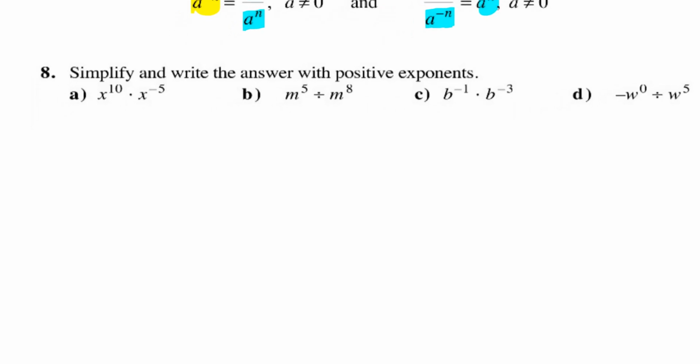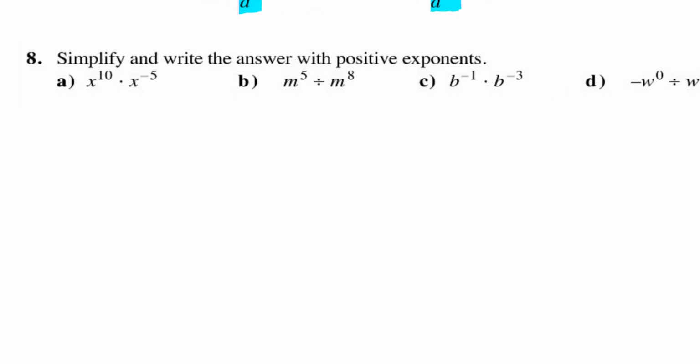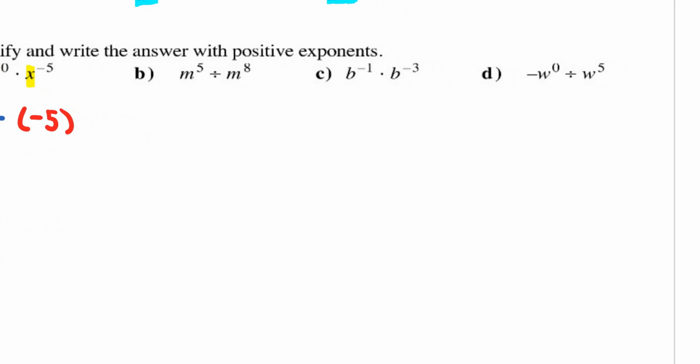Starting with question number 8, so I need to simplify and write the answers with positive exponents. So when the bases are the same, and if you're multiplying, all you're really doing is you're adding the powers. All right, so this time you're adding 10 plus negative 5. All right, and if we simplify that, that'll be 10 to the power of positive 5. Okay, moving on with letter B.